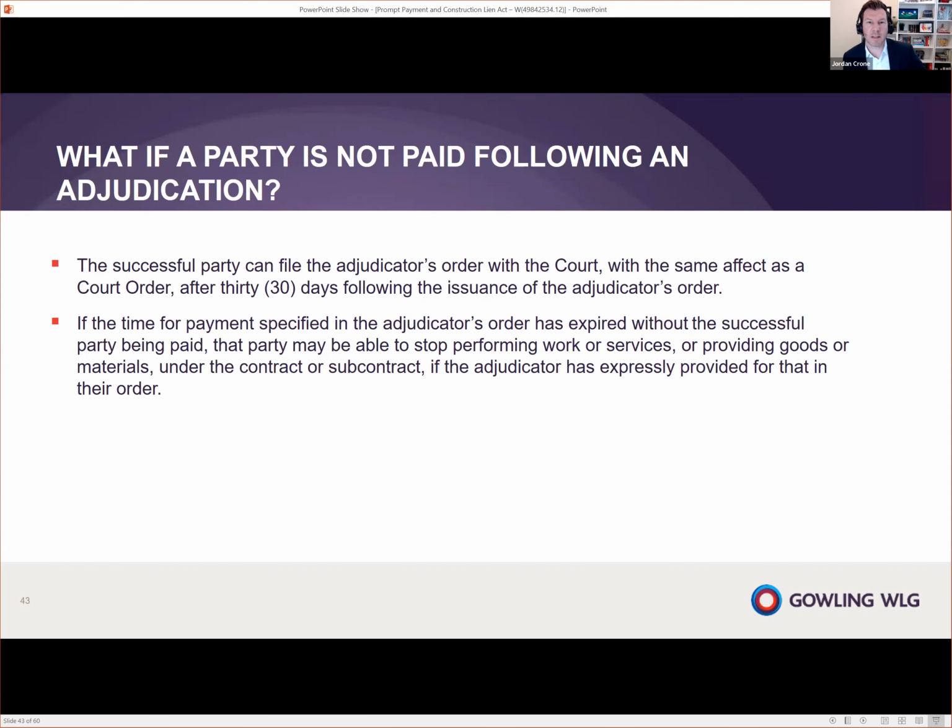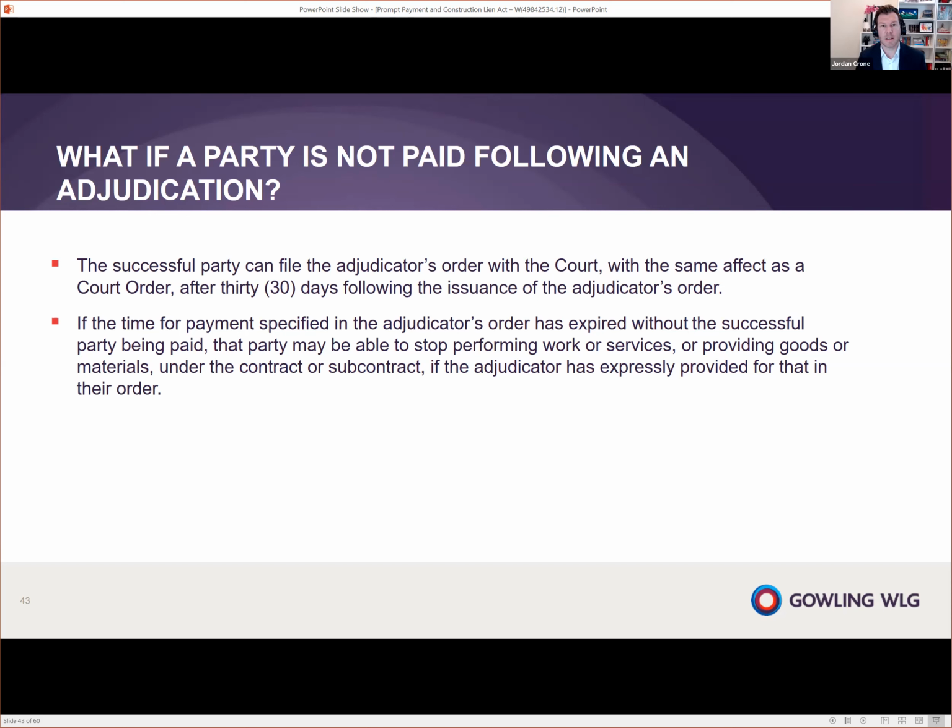So what happens at the end of the day if you're the contractor and you've done everything you can? You've gone all the way through the adjudication. You've submitted, you've given the forms, everything's appropriate, but at the end of the day, you're still not paid. What can you do? Well, you've got a couple of options. One, after 30 days, you can file it at court, and it becomes essentially the same as a court order. For those who are familiar with the process, once you file it and it becomes a court order, you get all the available remedies to enforce a judgment. So you can get writs of enforcement and all those fun things.